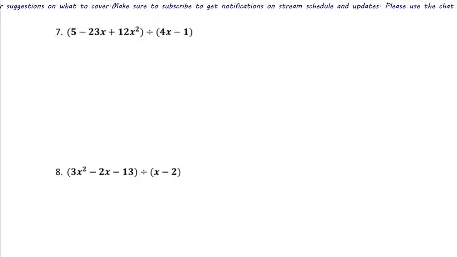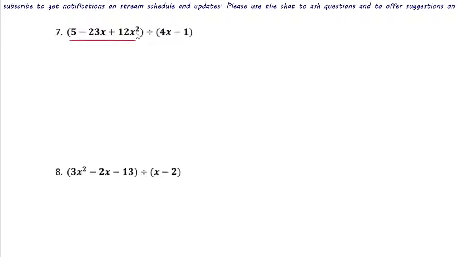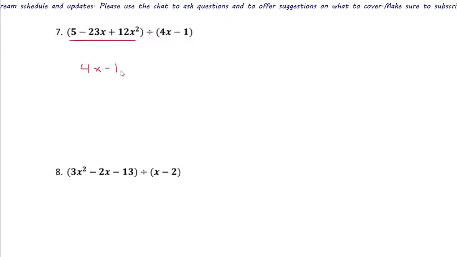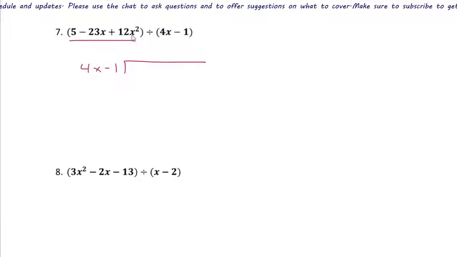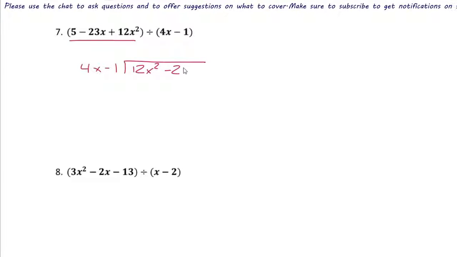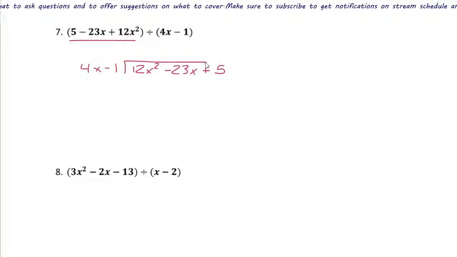All right, next one. So this is not in standard form. It's not written from least to greatest degree. So I will rewrite that once I set up my little long division setup. So we have 4x minus 1, and we're going to divide 12x squared minus 23x plus 5. Now that's in standard form.